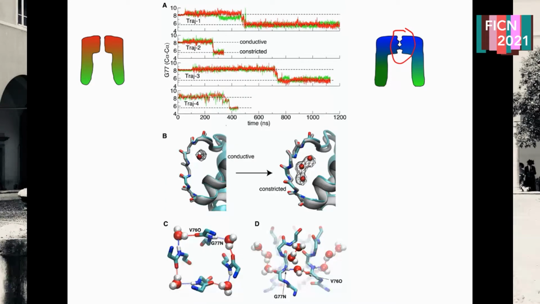So you can see, for example, in 600 nanoseconds, these lines, this is the distance that is basically across the filter. So when the distance becomes short, like 6 angstrom, that means the filter is pinched. When the distance is a little longer, like 8 angstrom, that means the filter is conductive. And of course you have 4 monomers, so you have 2 distances.